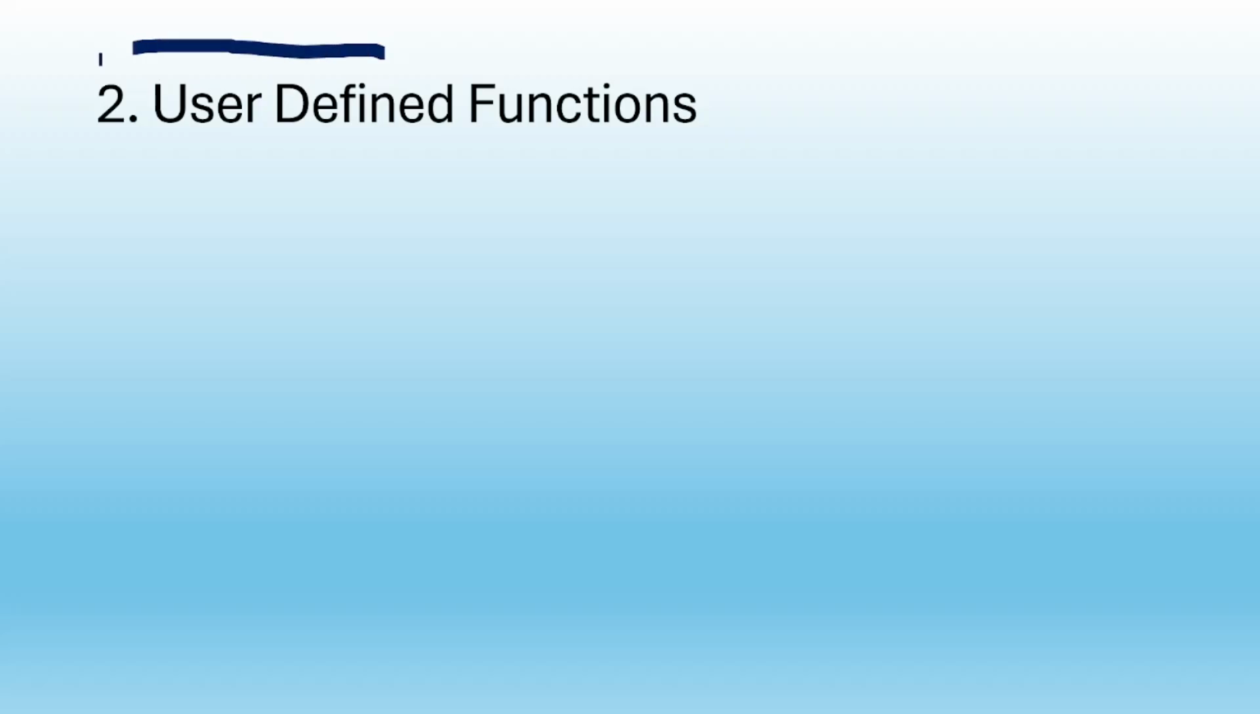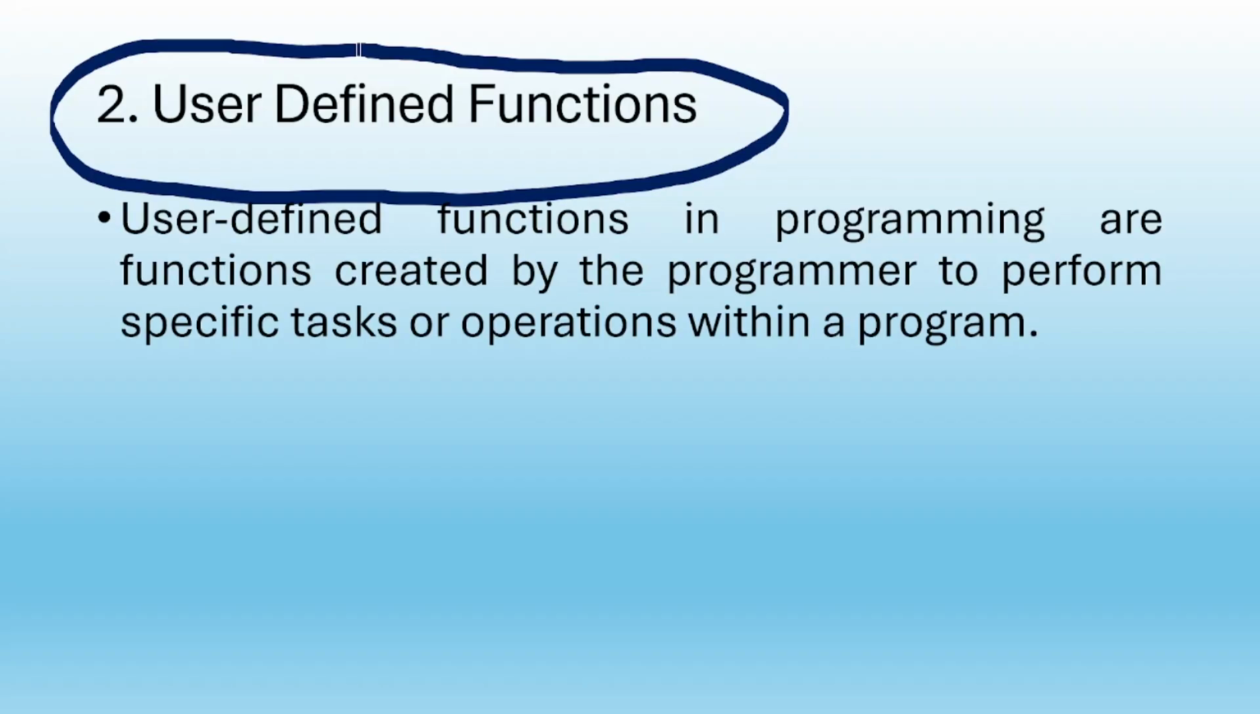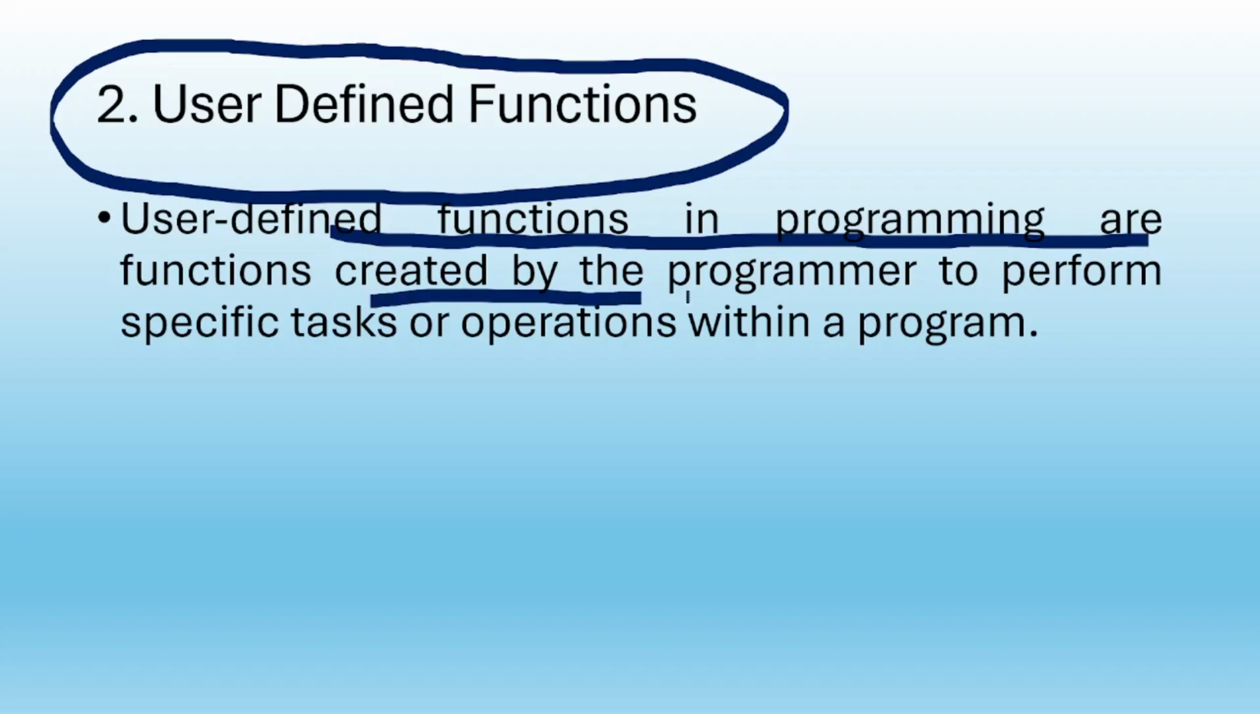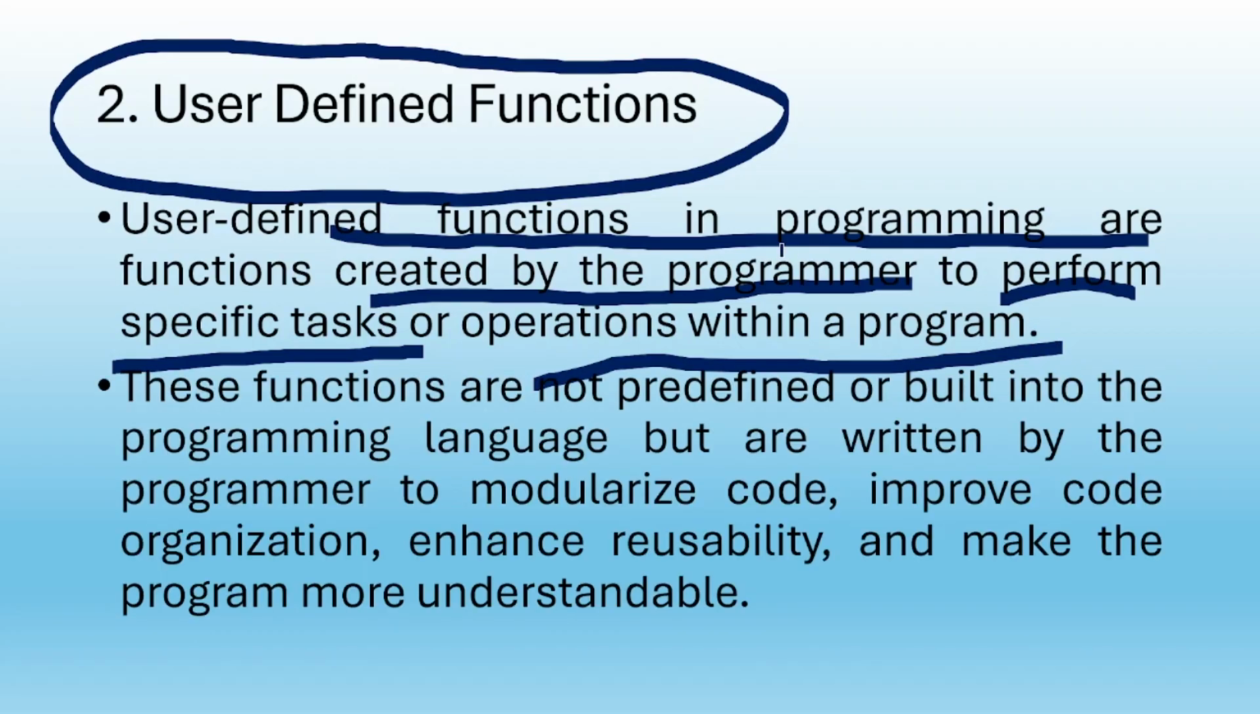So let's talk about user-defined functions. User-defined functions are the functions that we write for our own purposes. That's why they are called user-defined functions. Who defines them? The user defines them depending on the requirement. So user-defined functions in programming are functions created by the programmer to perform some specific task or operations within the program. Depending on our operations or task, we write that function.